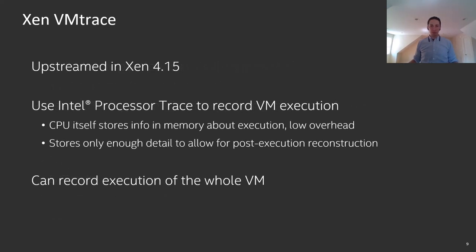Xen VM trace is also a new feature I wanted to highlight. This is something that was just added to Xen 4.15. This allows us to collect the execution log using the processor itself, using Intel Processor Trace, which allows us to collect this information with very little overhead. And it can record the execution of the entire execution context of the entire VM.